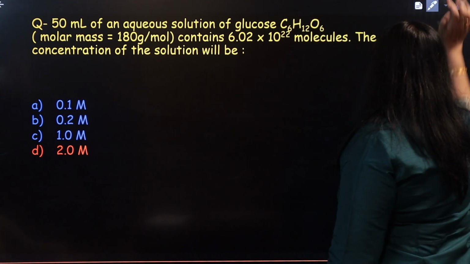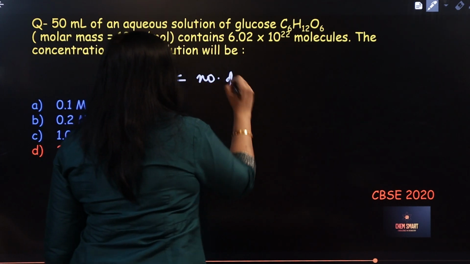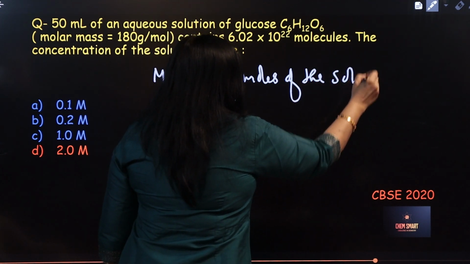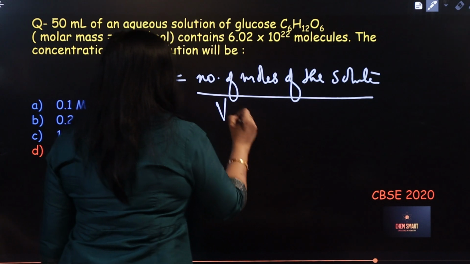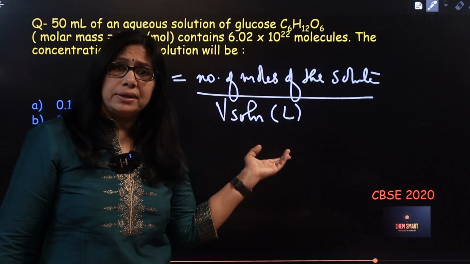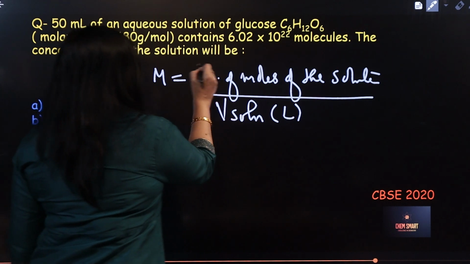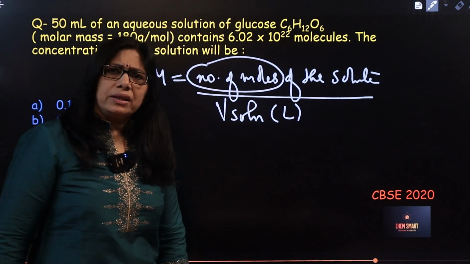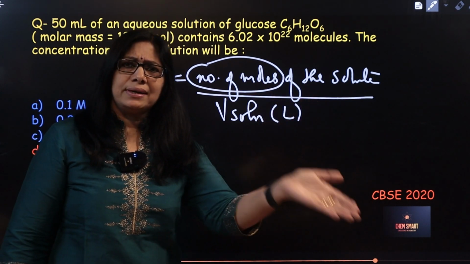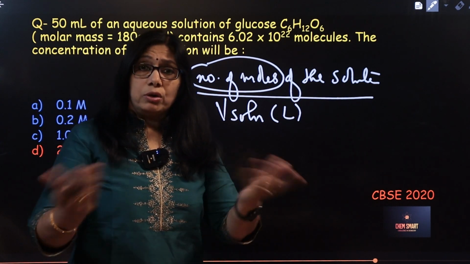And how to calculate molarity? You know, molarity is the number of moles of the solute divided by volume of the solution in liter. This is the definition of molarity, right? Number of moles of the solute present in 1 liter of the solution. But how to get the number of moles? To calculate the number of moles, there are multiple ways. The simplest is mass in grams by molar mass. Molar mass is given here, but mass in gram is not given. So let us not go for it.